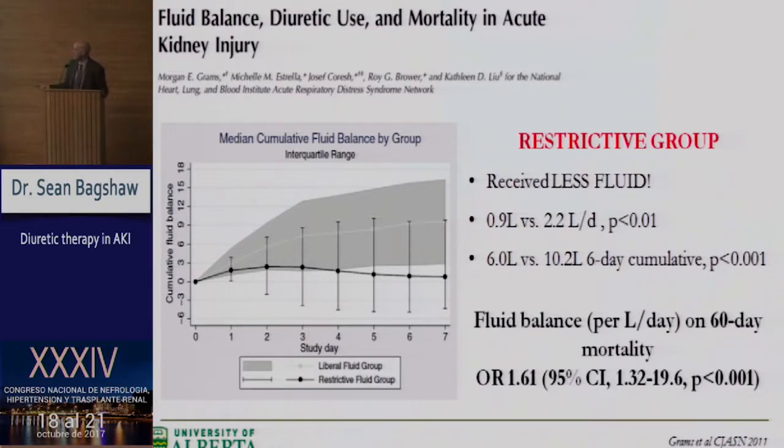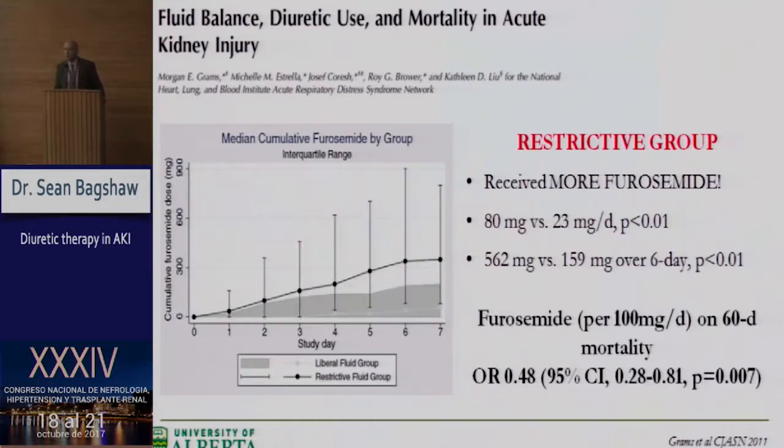And in multivariate analysis, they showed that a lower fluid balance or fluid accumulation was associated with an improvement in survival. So if you accumulated more fluid in that 6 days and you had acute kidney injury and lung injury in the ICU, you had a higher hazard of death. What's also shown in this study, and she showed it very nicely, is that if you're in the conservative group, you received more furosemide.